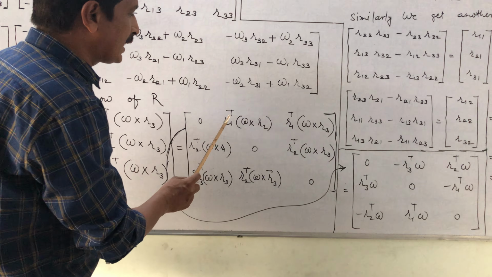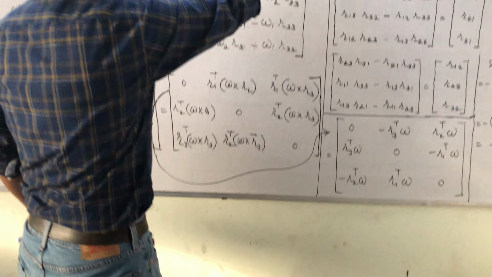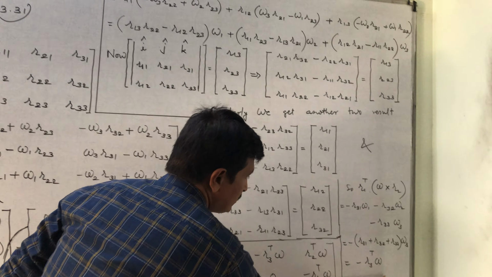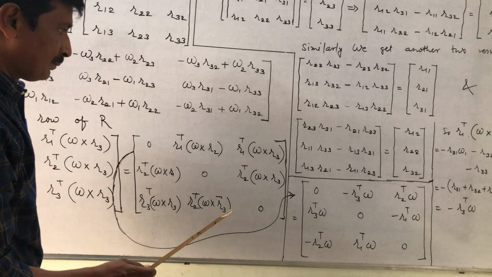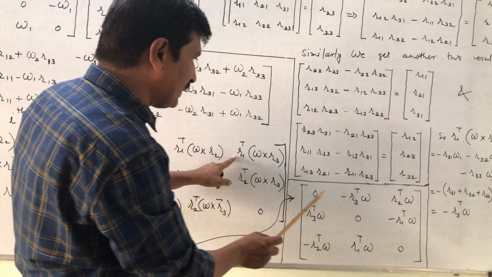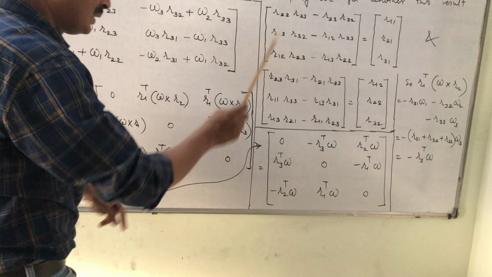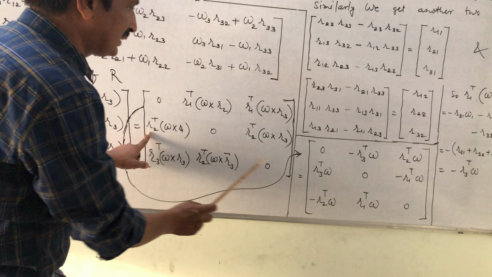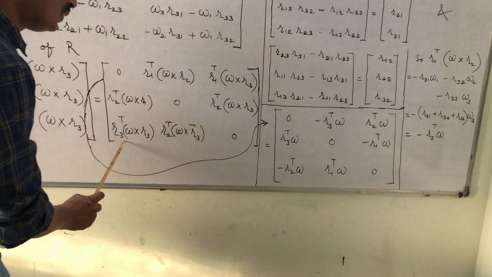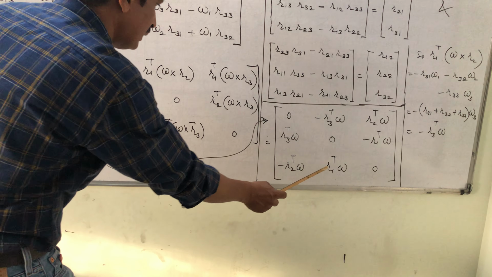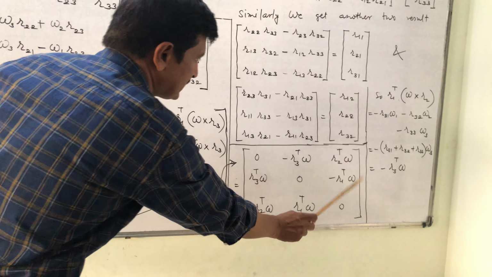Here, R1 transpose into omega cross R2, we have obtained this one, minus R3 transpose omega. Similarly, we can replace this with R2 transpose omega. It's a long calculation. Similarly, for this, R3 transpose omega, 0, minus R1 transpose omega. This one is minus R2 transpose omega, and this one is R1 transpose omega and 0.